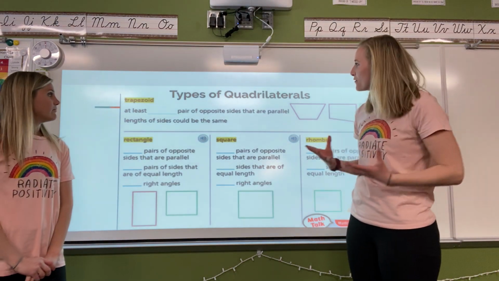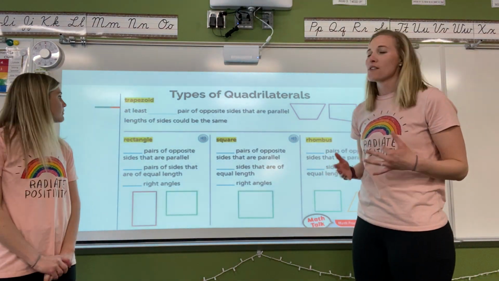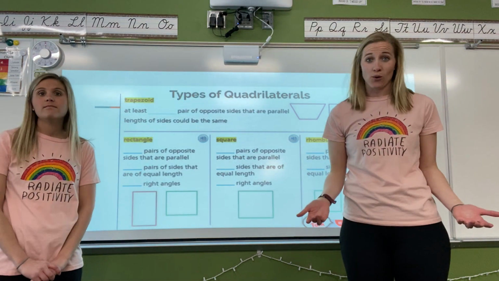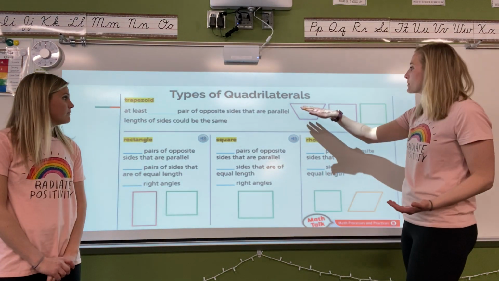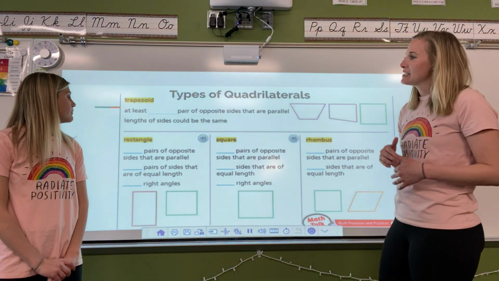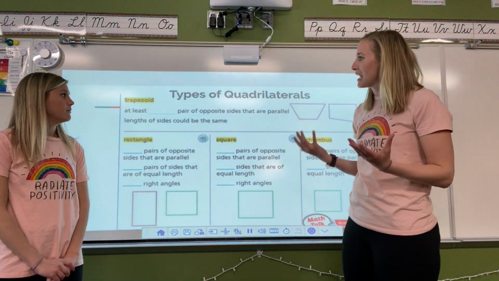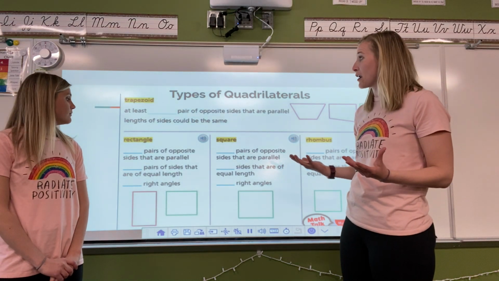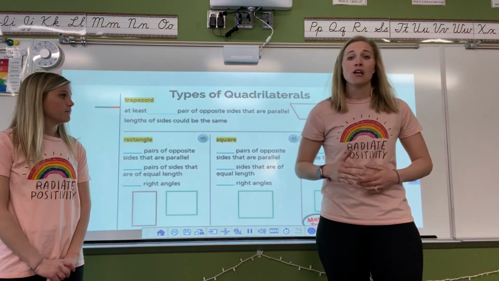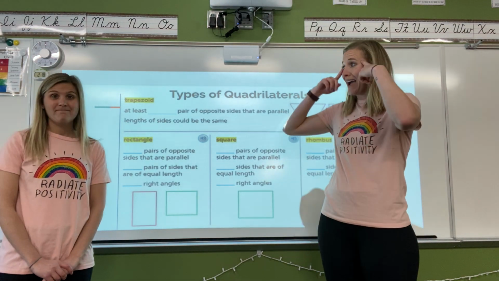So we've got different types of quadrilaterals. The first one we are going to talk about is called a trapezoid. Okay? So the trapezoids are over here that we are going to take a look at. And it says that they have at least blank pair of opposite sides that are parallel. Lengths of sides could be the same. Parallel. We got to think back.